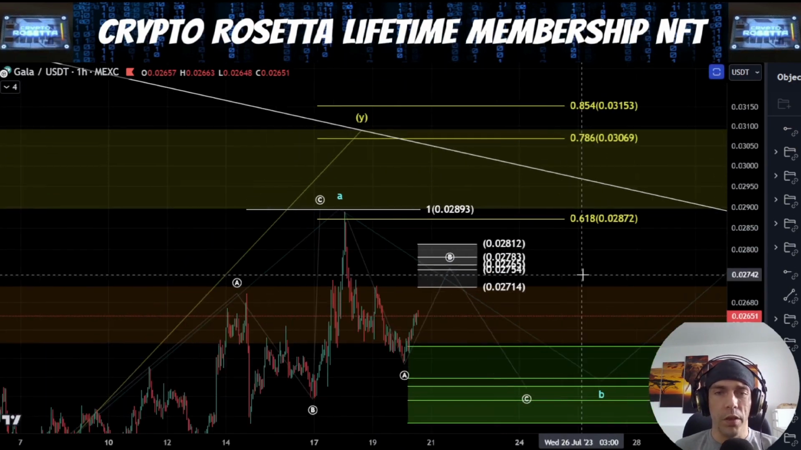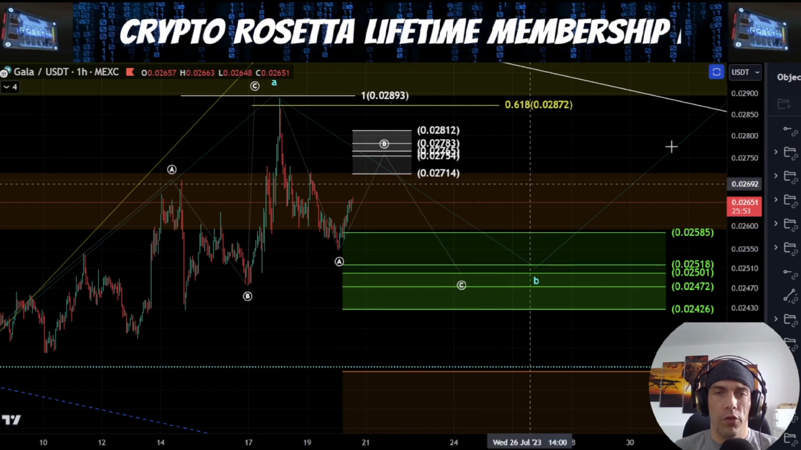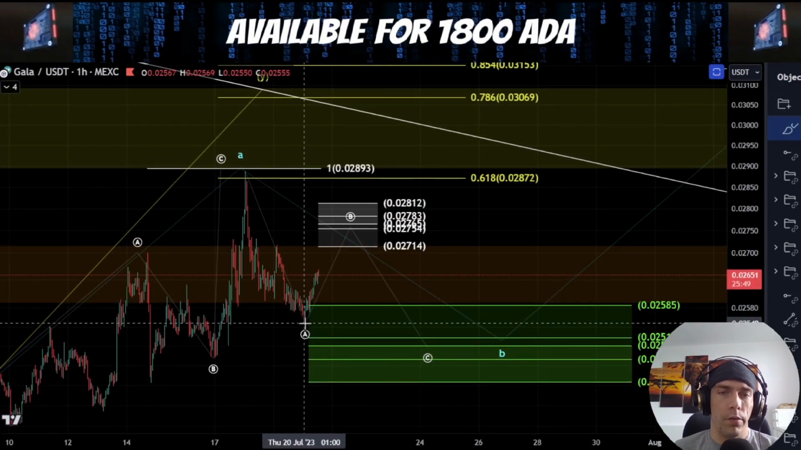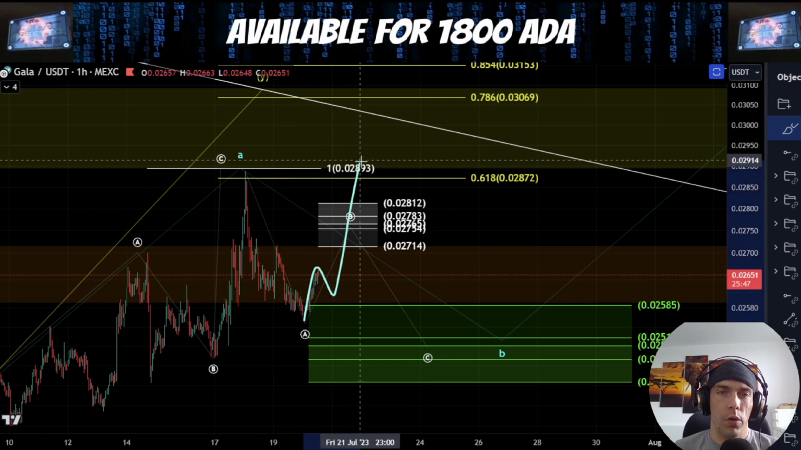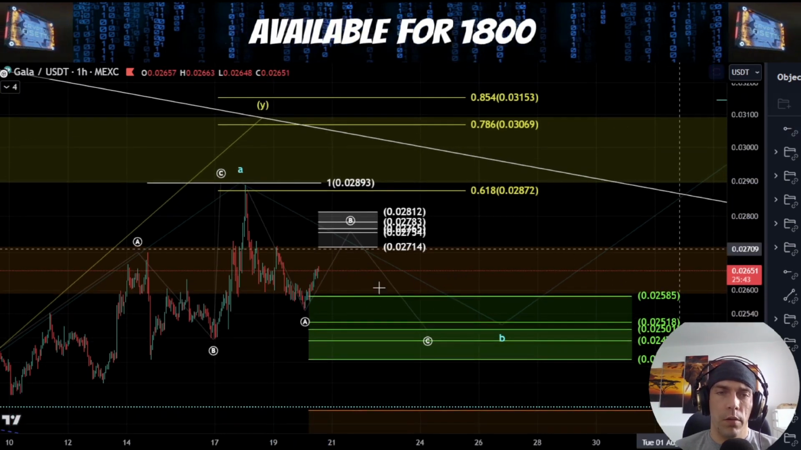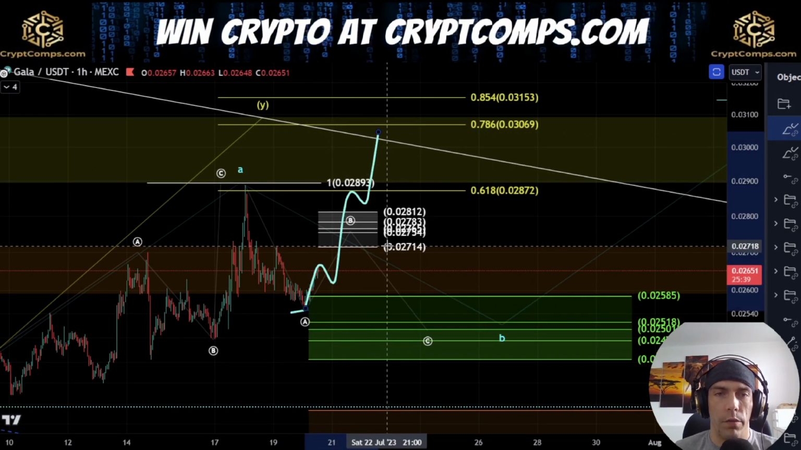Now it's possible that this B wave could be completed already over here, in which case we could see price start to move to the upside here in a 5-wave structure, where this becomes 1, 2, 3, 4, 5, something along those lines, where we would be looking for this low to hold here and then see price start to push to the upside in a 5-wave move.